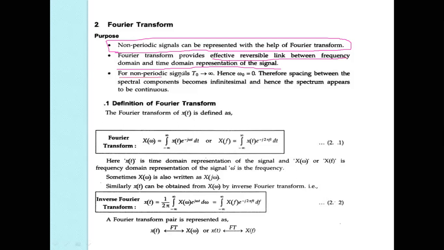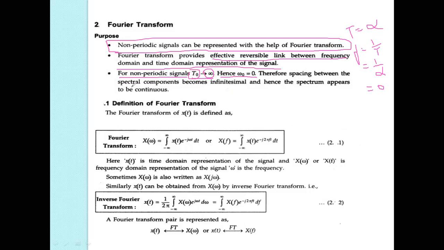For non-periodic signals, T0 tends to infinity. Definitely, if T tends to infinity, it is non-periodic. Remember that one: if T tends to infinity, a periodic signal becomes a non-periodic signal. Hence, what is the frequency at that time? It is 0, because if T is equal to infinity, f is equal to 1 by T, which is 1 by infinity. What is 1 by infinity? Nothing but 0. Frequency is 0.